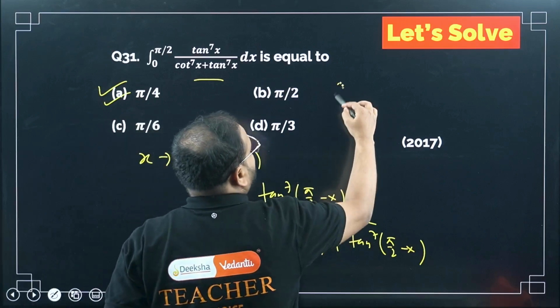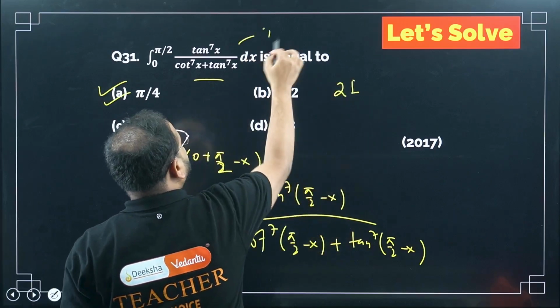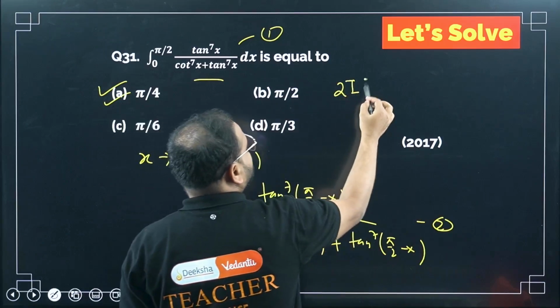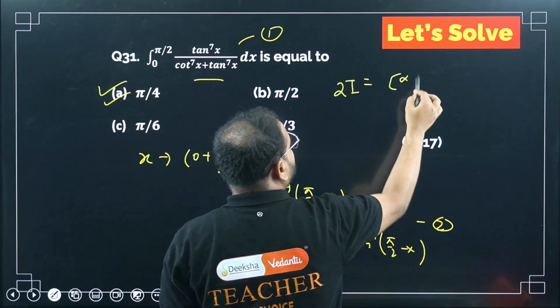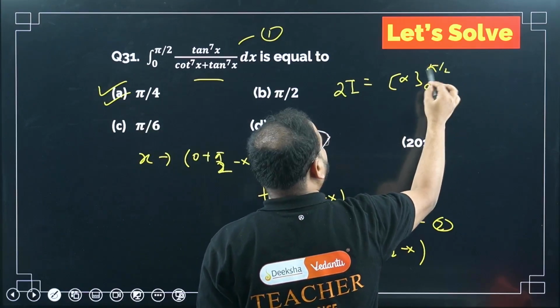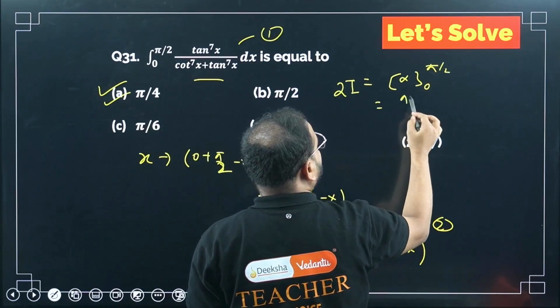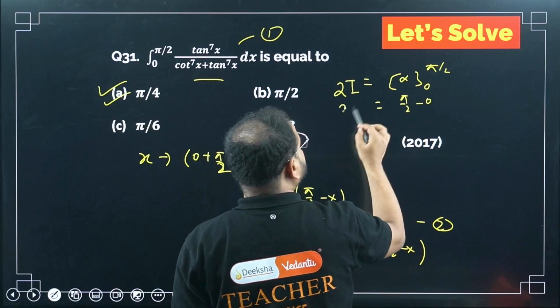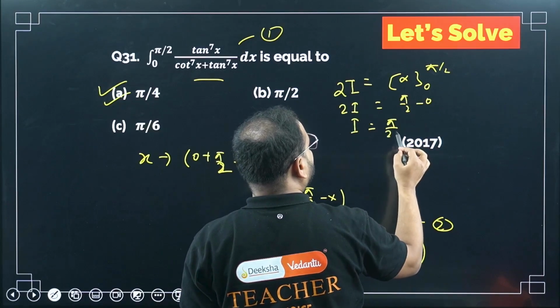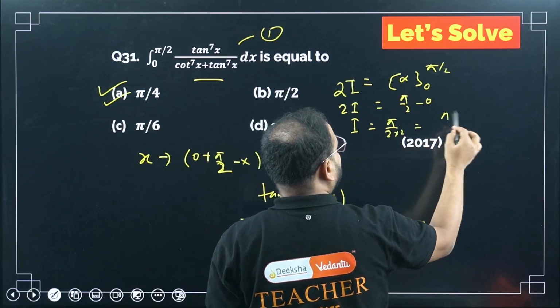So you'll get this. This is my equation number 1. This is my equation number 2. Please add them. You'll get 2i equals to what again? X from where to where? 0 to pi by 2. What are you going to get? Tell me. Pi by 2 minus 0 is my 2i. What is my I going to be? Pi by 2 into 2. How much is that? Pi by 4.